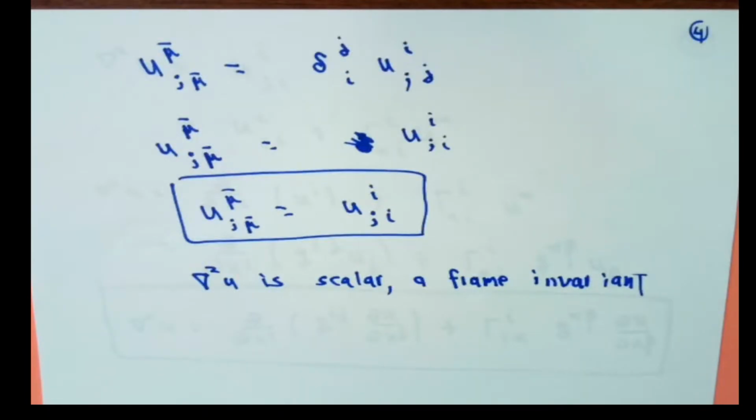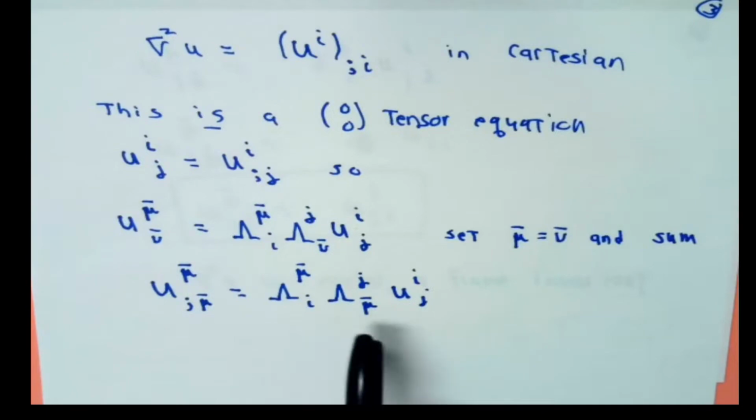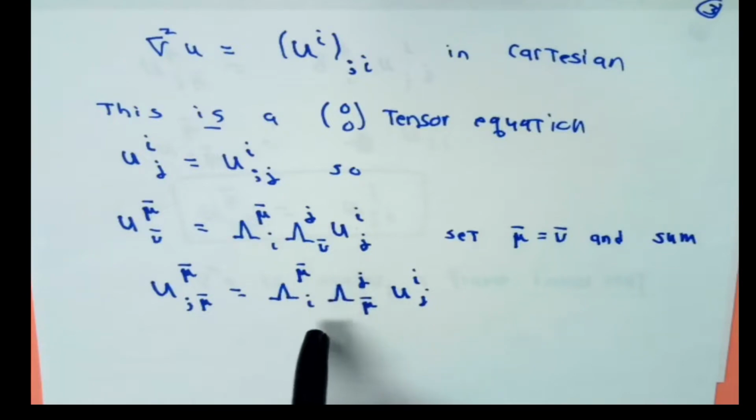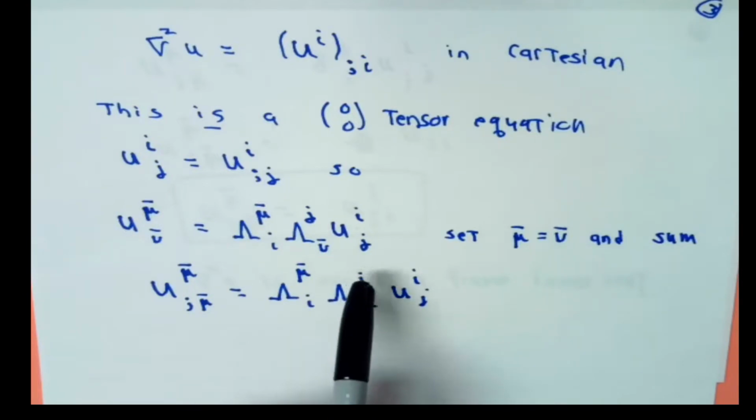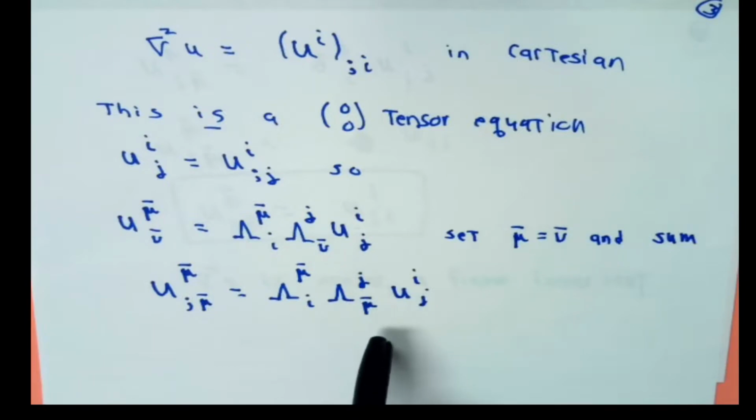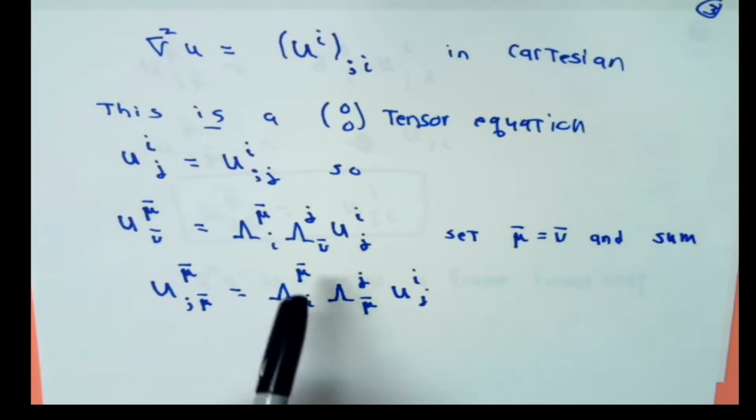So as a result, if you look at that last bit, there's a lambda with a barred index upstairs and unbarred downstairs, and an unbarred index upstairs, barred downstairs. These numbers are entries out of matrices which are inverses of each other. This is mu bar. This is mu bar. So what's going to come out of this is an element of the identity matrix. It's going to be the ij entry in the identity.